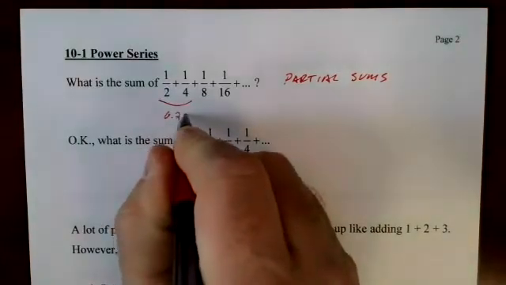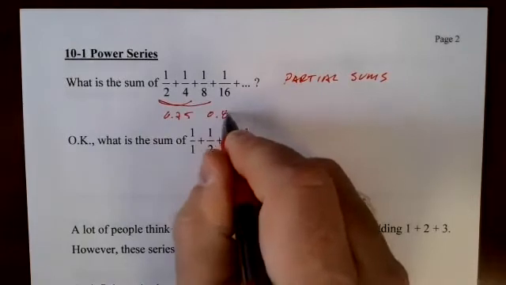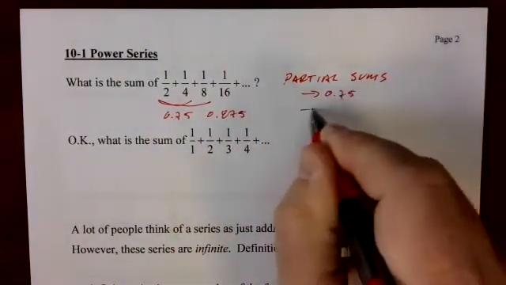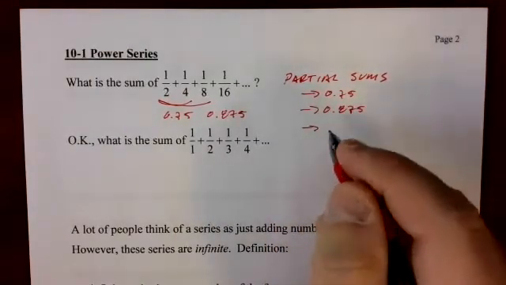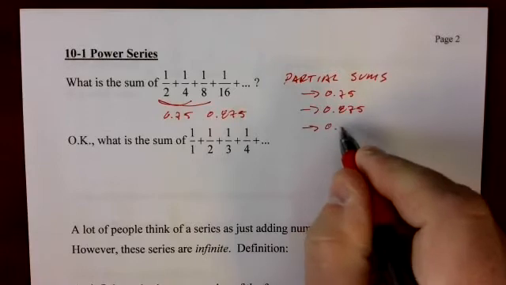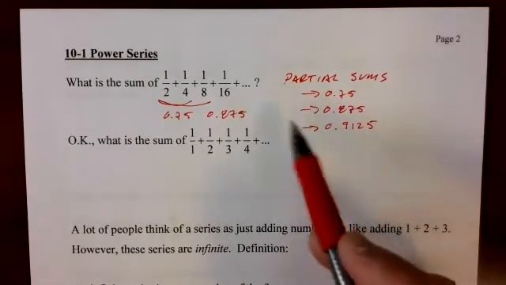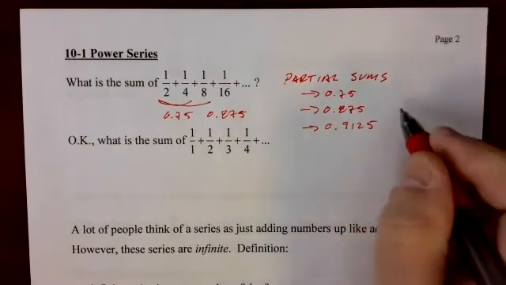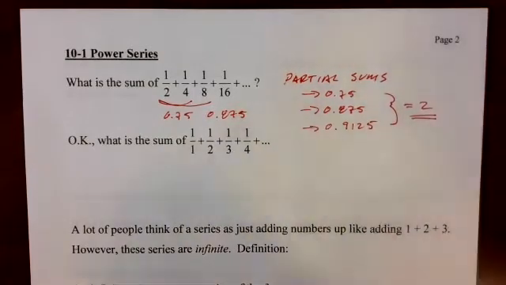Well, that's 0.75. We'll add up these. Well, that's 0.875. So we have 0.75, then we get 0.875. And then we keep going. We get, I believe, 0.9375. Don't hold me to that. I'm just doing this on the fly. And you keep adding, and you keep realizing, man, we're getting closer and closer and closer to 2. And we never actually get there. So can we say it equals 2?